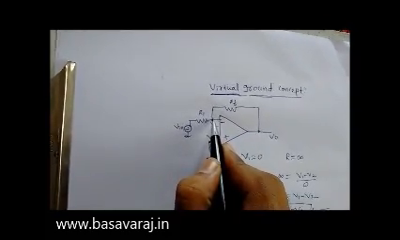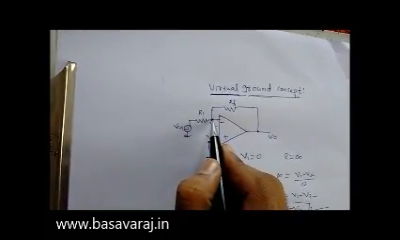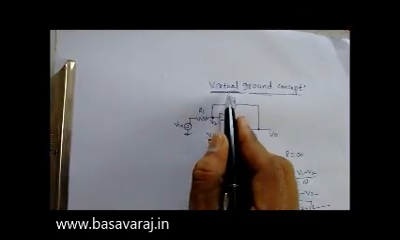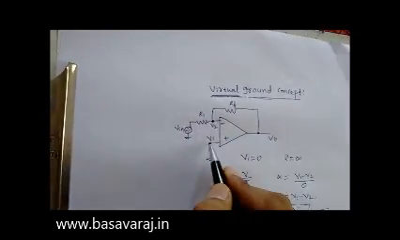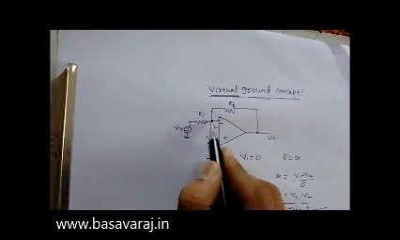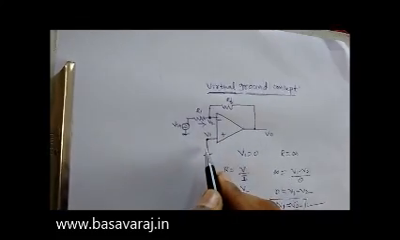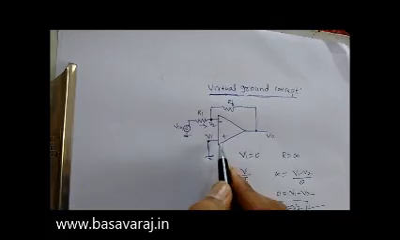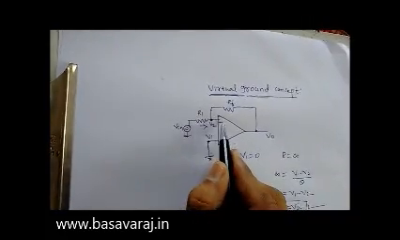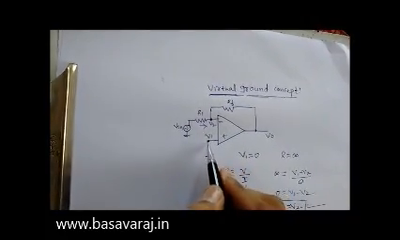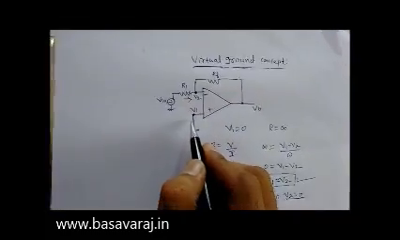Here it is at ground potential, but it is not connected to ground, so we call it a virtual ground. The only difference between these two is that the actual ground terminal sinks the current, whereas the virtual ground allows current to flow through it. This is the virtual ground concept.